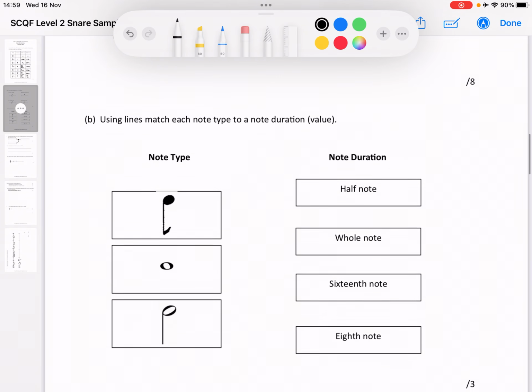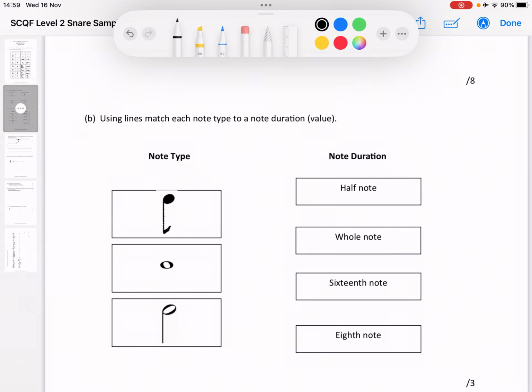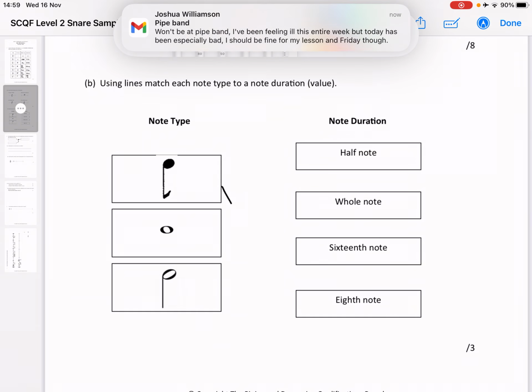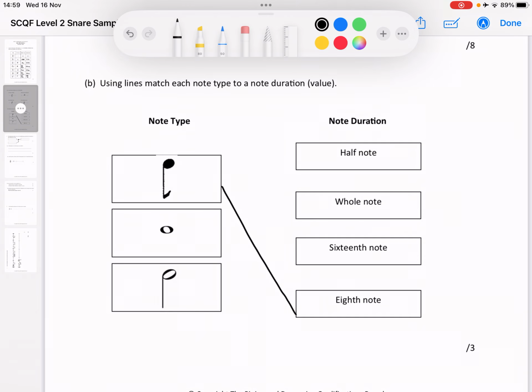Using lines match each note type to a note duration. Okay, and again, we're on about duration here. So this first note is a quaver, and we know it is an 8th note. So we're going to get our pen ruler and do a line from there to there. Semi-breve is the whole note, so we're finding the whole note and going there to there. Last one's a minim, which is a half note, and we're going from there to there. And that's what you should end up with. Okay, just drawing a line from one to another. It's literally that easy.